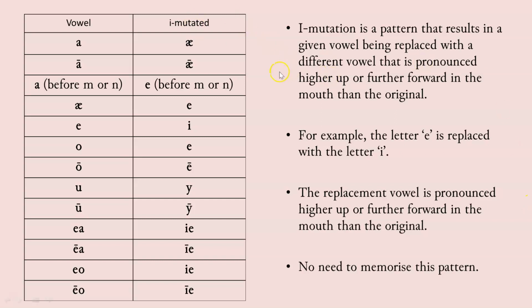But the table of mutated vowels over here: short A becomes ash, long A, long ash. An A before an M or an N becomes an E before an M or N. We'll see examples of that. Ash is mutated into E, E into I, O into E, short O into short E, long O into long E, U into Y, short U into short Y, long U into long Y, and then the diphthongs EA to IE and similar and so on.